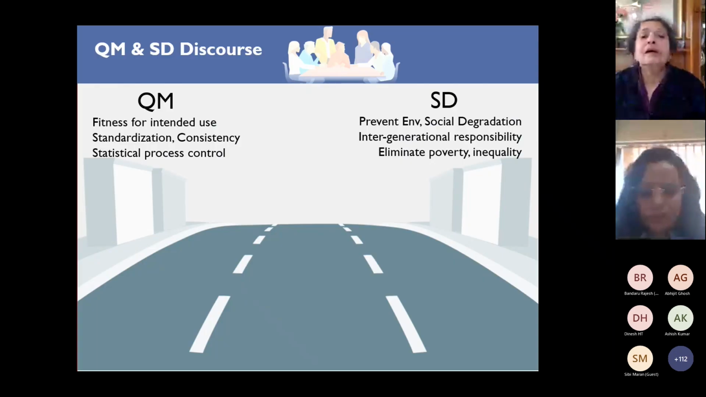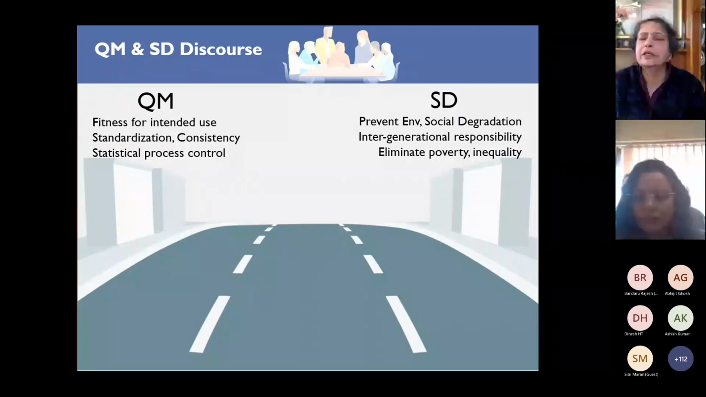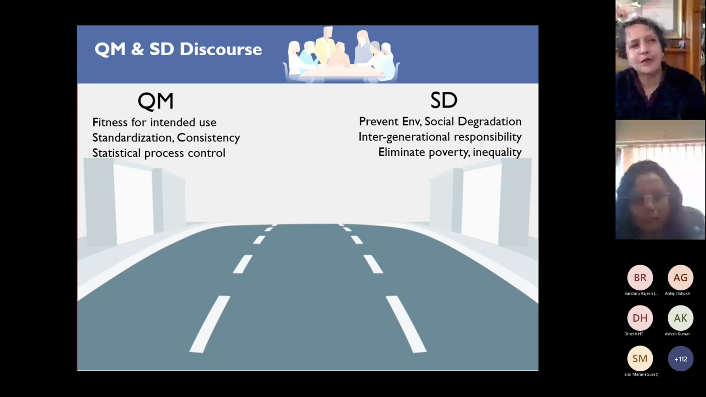If we look at the discourse on quality management and the discourse on sustainable development, I have put the top 3 points that came to my mind here. Of course, there are many other issues also that we discuss. As far as quality management is concerned, the first thing about quality in the quality discipline, they say, is fitness for intended use. So if you're talking about a product or a service, then the quality of the product is considered to be high if it is fit for the use that it is going to be put to.